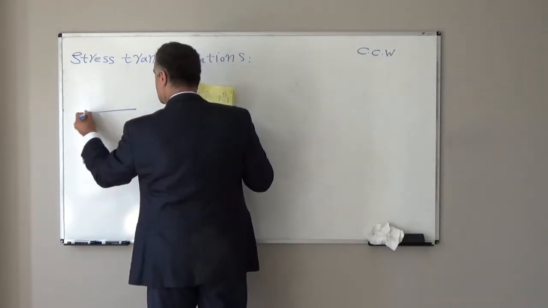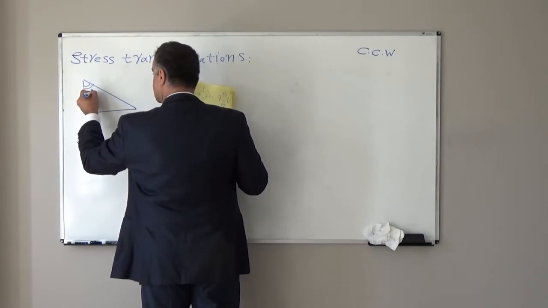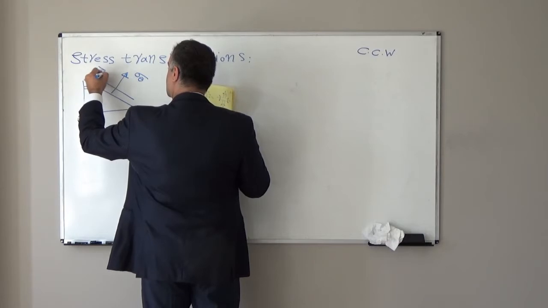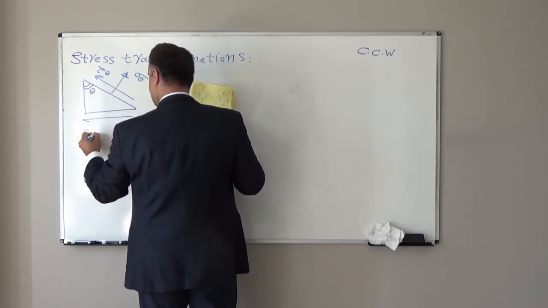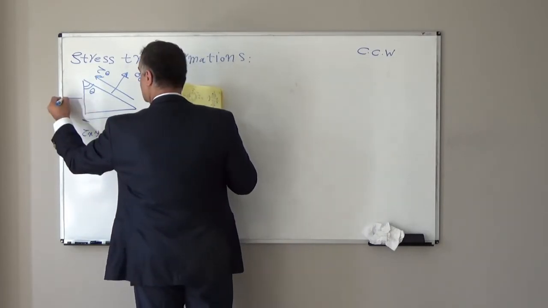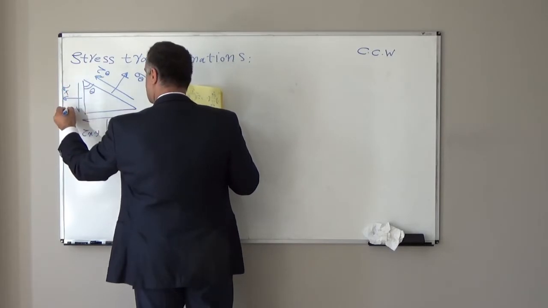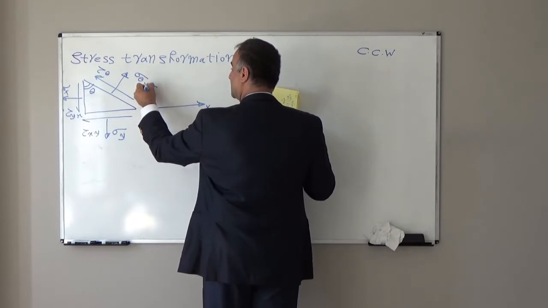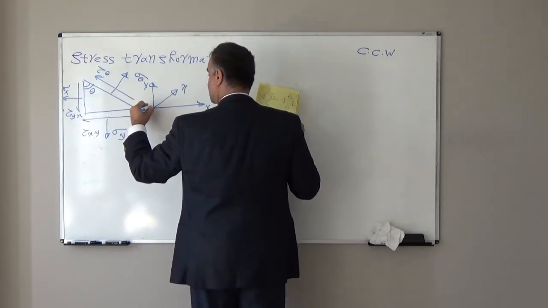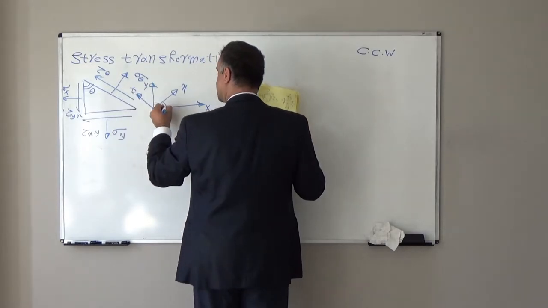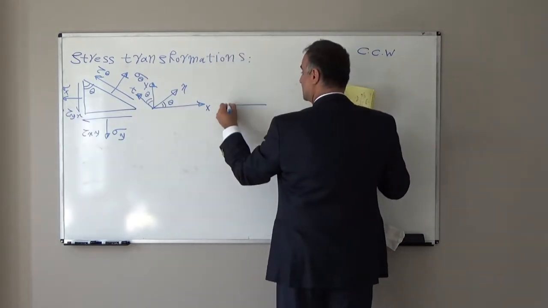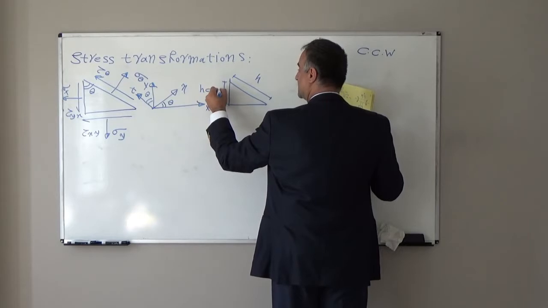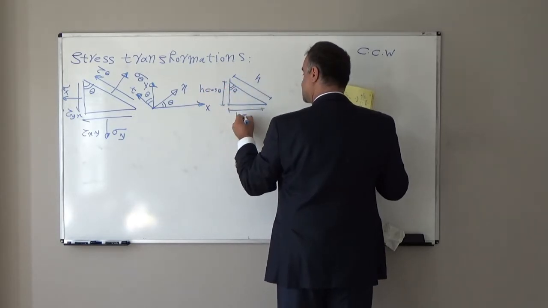Here, again, stress element, theta, sigma theta, tau theta, tau xy, sigma y, sigma x, tau yx, x direction, y direction, and perpendicular to this surface n, t tangent to the surface, this is theta, and dimension h cosine theta, because this angle is theta, h sine theta.